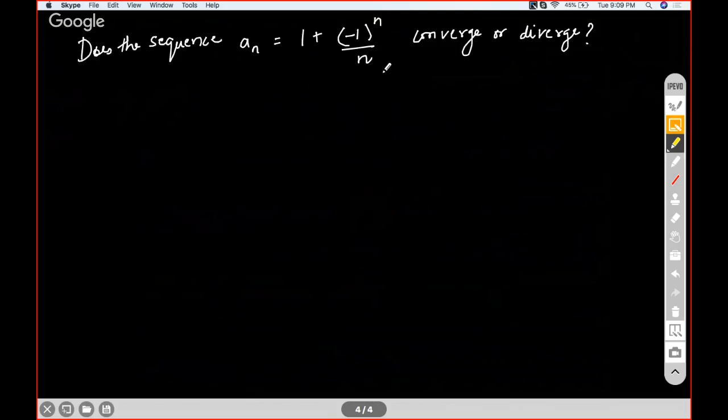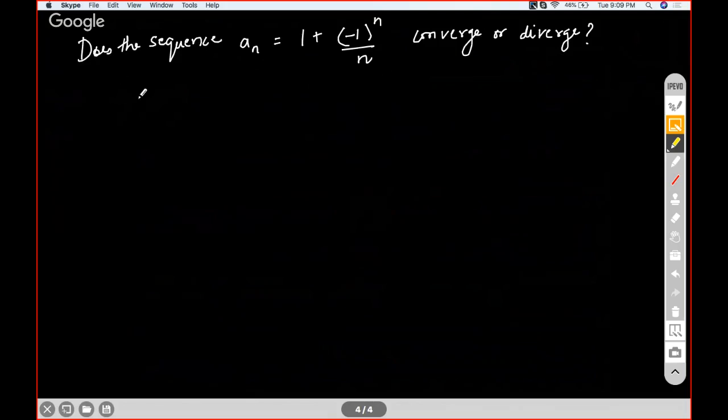It'll diverge, right? What do you think? I think it'll diverge. Shreya? I think it'll converge. Okay, no, I think actually it will diverge. It will diverge. Yeah, because minus 1 to the power.